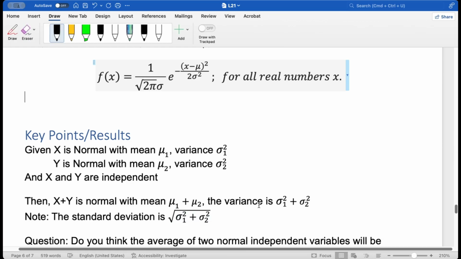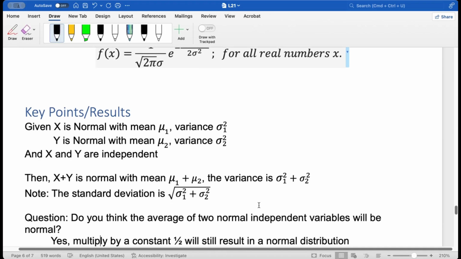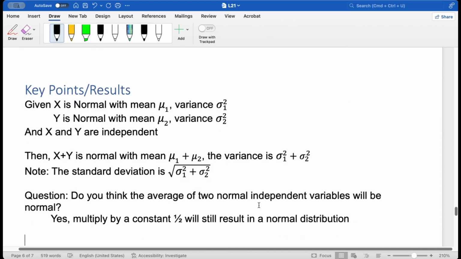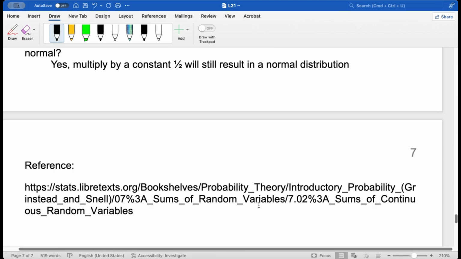So again, the result is the main focus here. You add two independent normal random variables. The sum is normal. The new mean is the sum of the means. The new variance is the sum of the variances. The standard deviation is the square root of the variance. And it does turn out that the average of two independent normal variables will be normal as well. And here's a reference to some of the work on convolution.